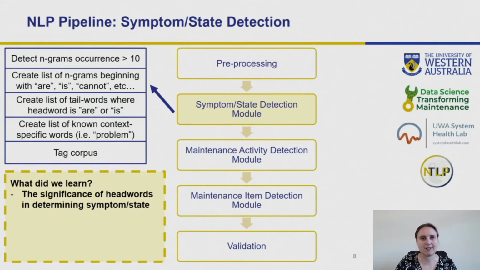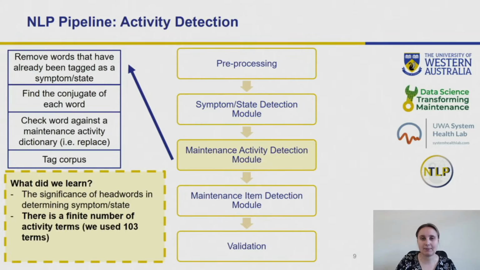The first module was the symptom state module. Examples of symptom state include not lifting or is broken. In developing the symptom state module and examining our dataset to learn how we could do so, we found something very interesting. We found that if we separate our work orders into n-grams, that is, a group of words that occur together, then the head word or the first word of that n-gram is significant in determining the state. For example, if the head word is not and the tail word is lifting, then not lifting is a state that we can find and tag.